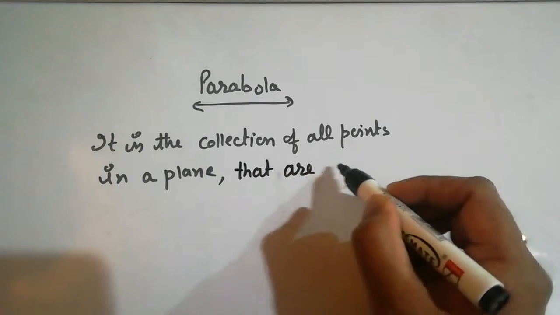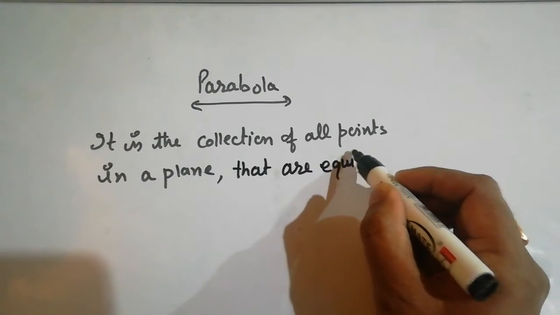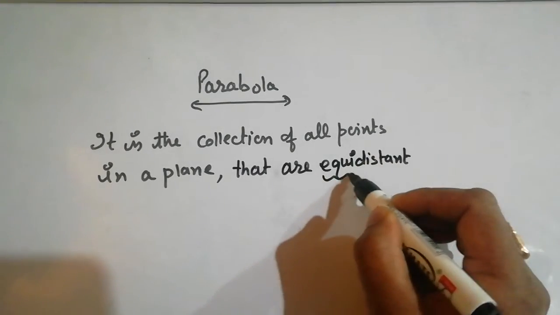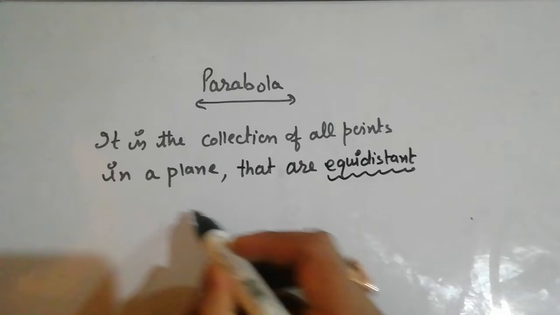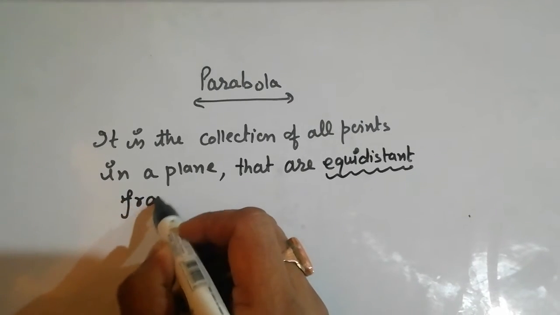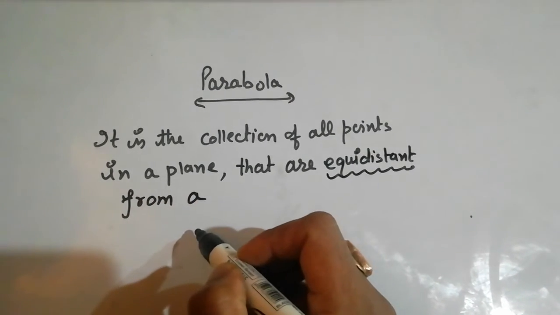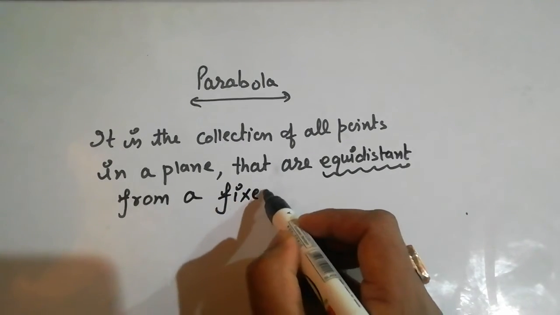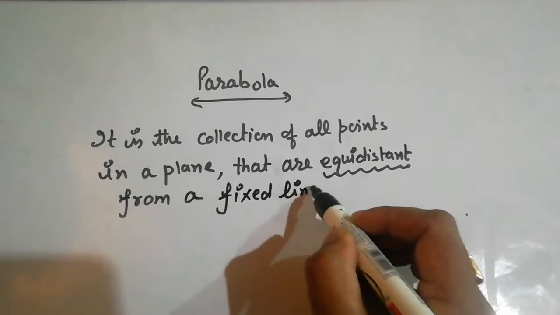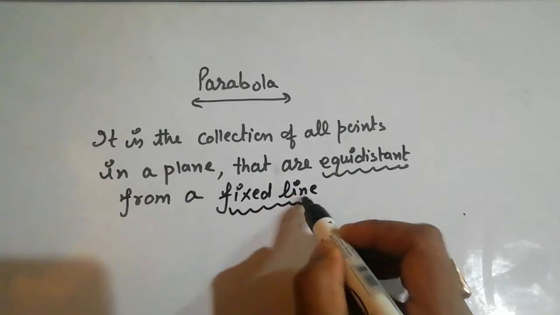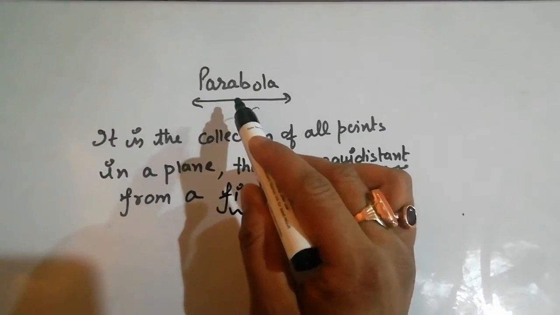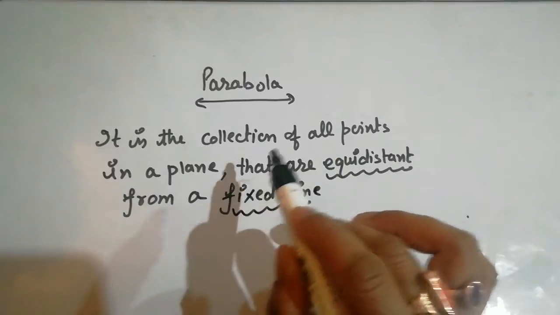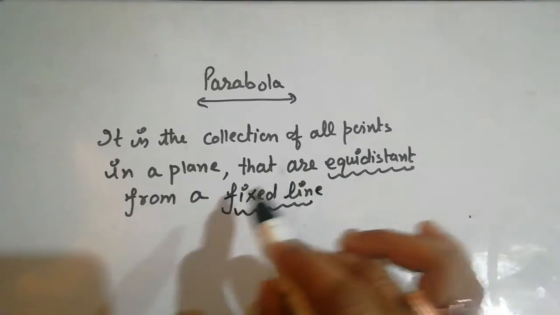So here I'm writing: in a plane that are equidistant from a fixed line. Okay, parabola is nothing but a collection of all points which are at equal distance from a fixed line.